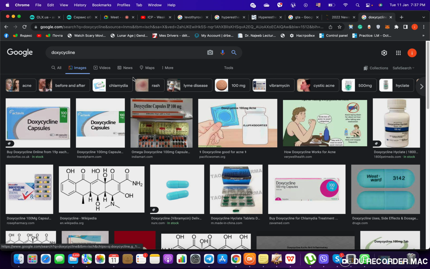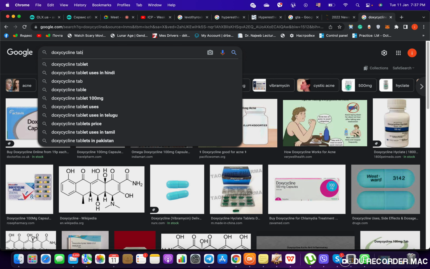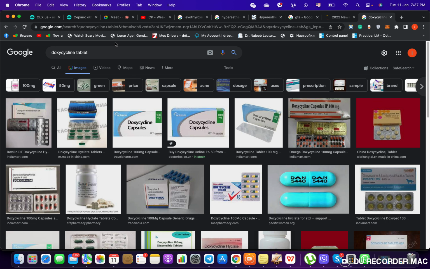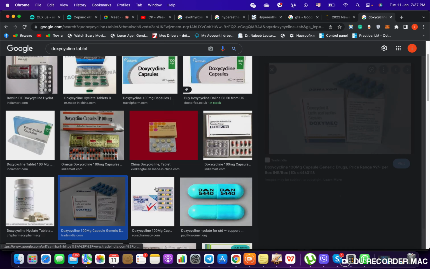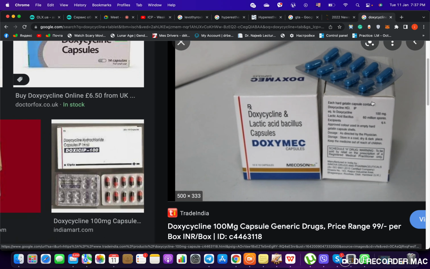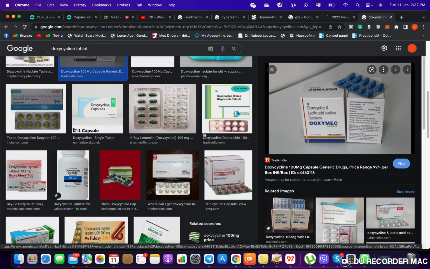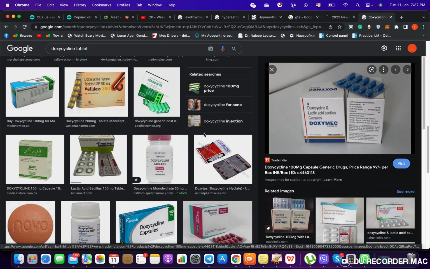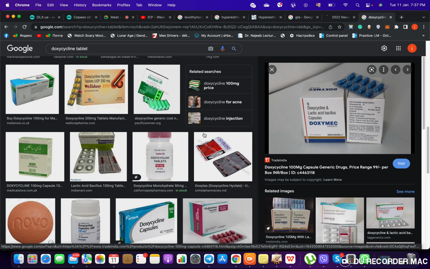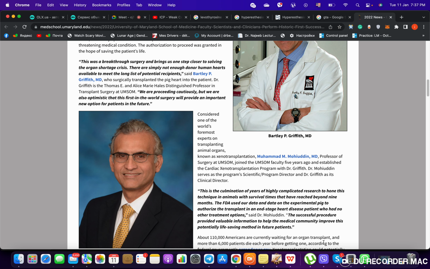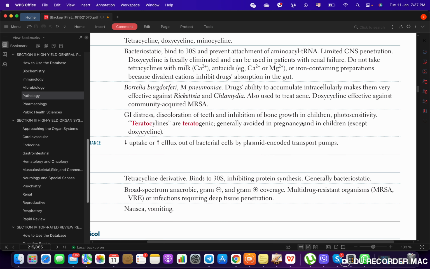That's why, if you take a look at doxycycline, it mostly comes in tablets and they tell you to keep it in a dark room. Because the drug itself is photosensitive. In addition to the fact that the drug is light sensitive, it makes you photosensitive as the patient.